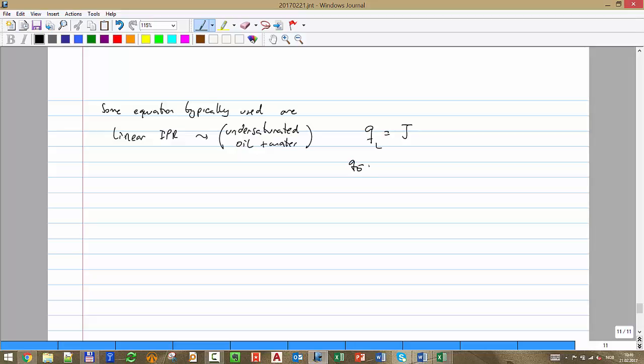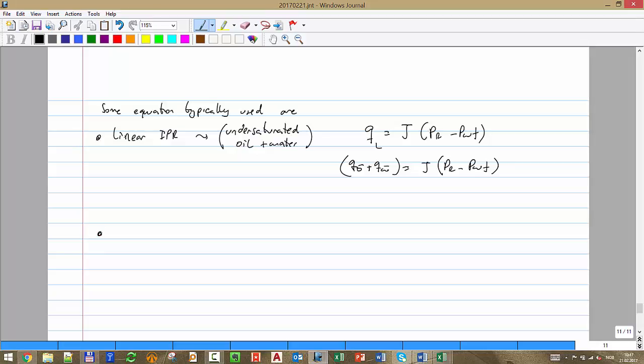And there are some equations typically used. The first is the linear IPR, and that's applicable for undersaturated oil plus water. And the equation, we have seen it just before. Sometimes it's made on the basis of liquid. That will be Q oil plus Q water, and is equal to a factor called J times PR minus PWF. So if you have PR and you have 1 point, you can calculate how much is your J.